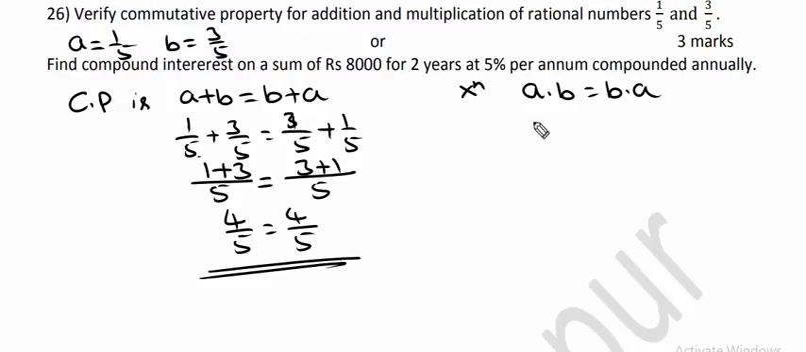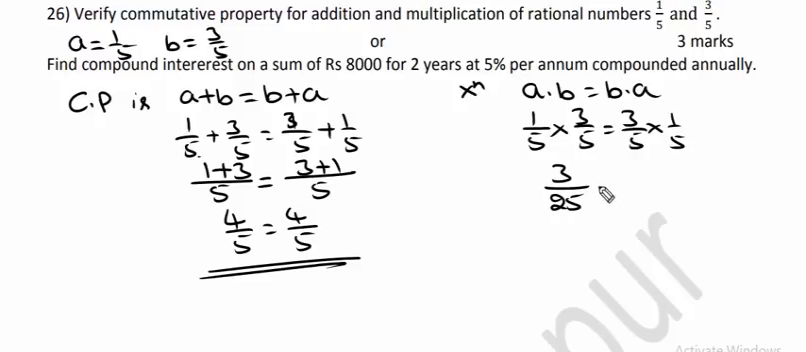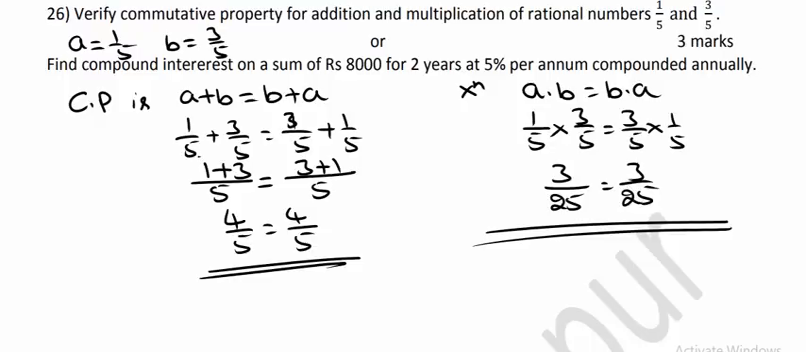Then for multiplication we have to check this: 1 by 5 into 3 by 5 is equal to 3 by 5 into 1 by 5. You have to multiply numerator and numerator. 3 ones are 3, 5 fives are 25. Here also 3 ones are 3, 5 fives are 25. For multiplication also it holds good. This is the verification of the commutative property.